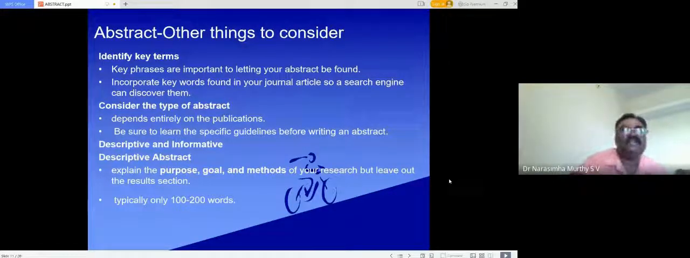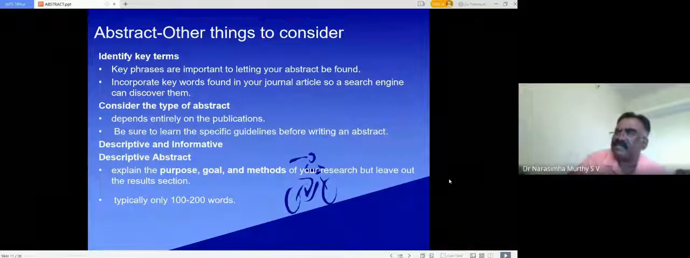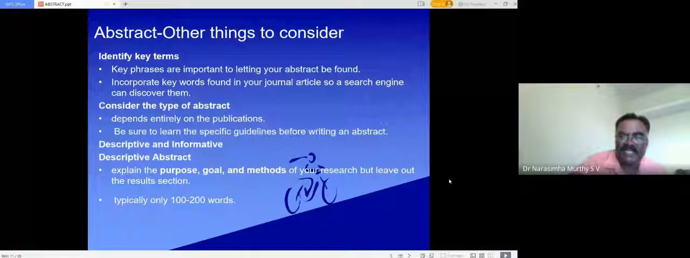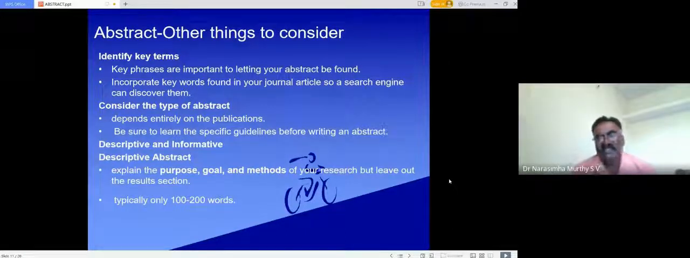So it is important that before thinking of sending your paper to any journal, observe those guidelines, try to follow them as much as possible, where you will have a better chance of publication. And basically, there are three types of abstracts. The first one is descriptive, the second one is informative.